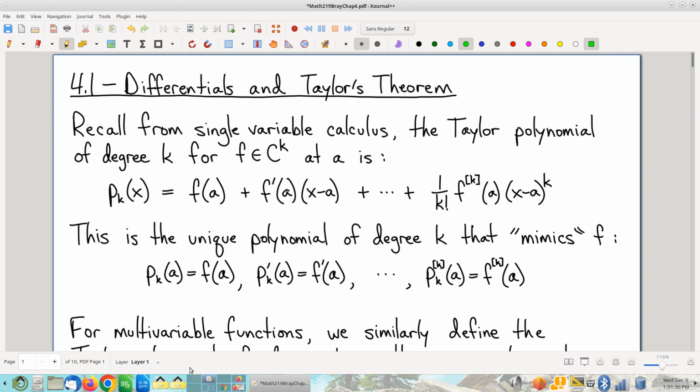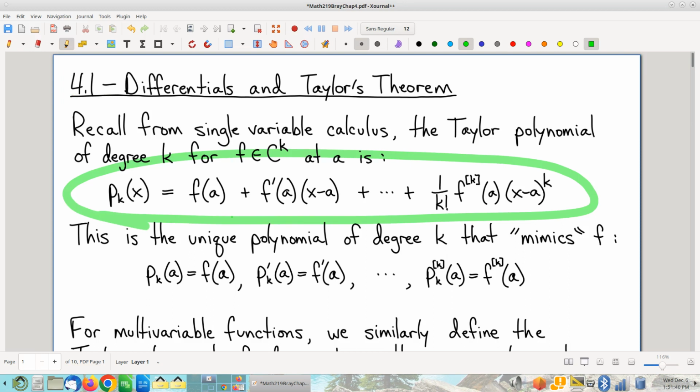Okay, so 4.1 is actually really, really quick. It's just an observation that in the same way that there is a single variable Taylor polynomial, there is also analogously a multivariable Taylor polynomial. And the way we make the connection is just to observe what actually defines a Taylor polynomial. Why are we interested in Taylor polynomials? In the single variable case, the way it looks is this right here.